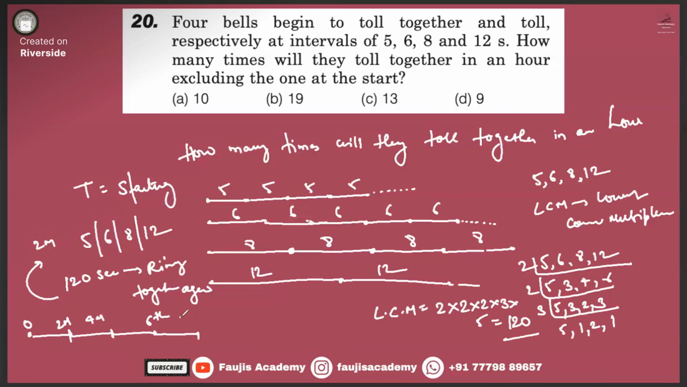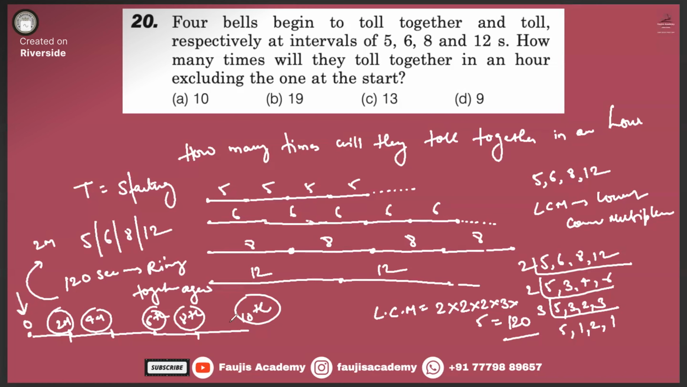So 8th minute, 10th minute, right? Okay. So how many times? 1, 2, 3, 4, 5, right? So if they ring at every 2 minutes, 120 seconds, the LCM of 5, 6, 8, 10, 12 is 120, that's also correct, excluding the one at start.